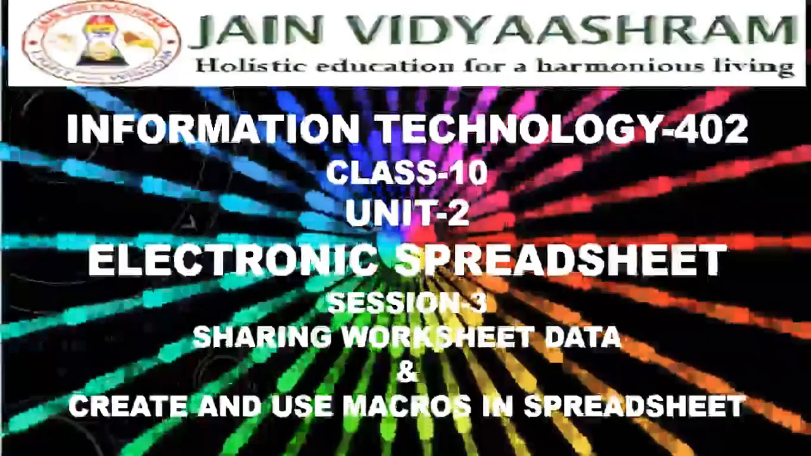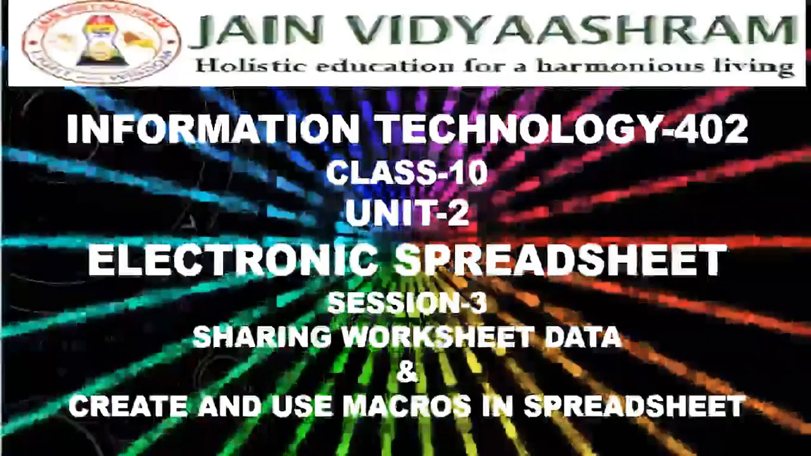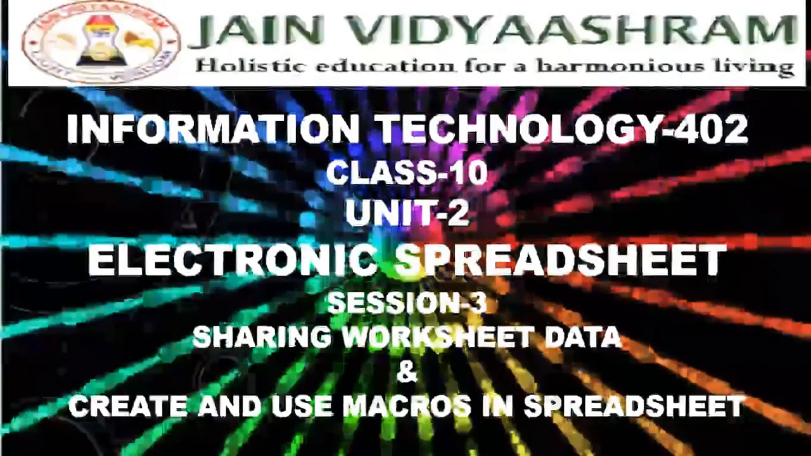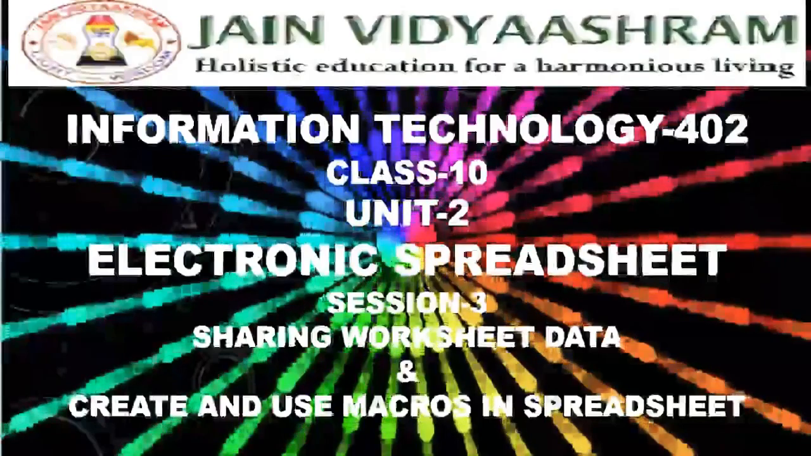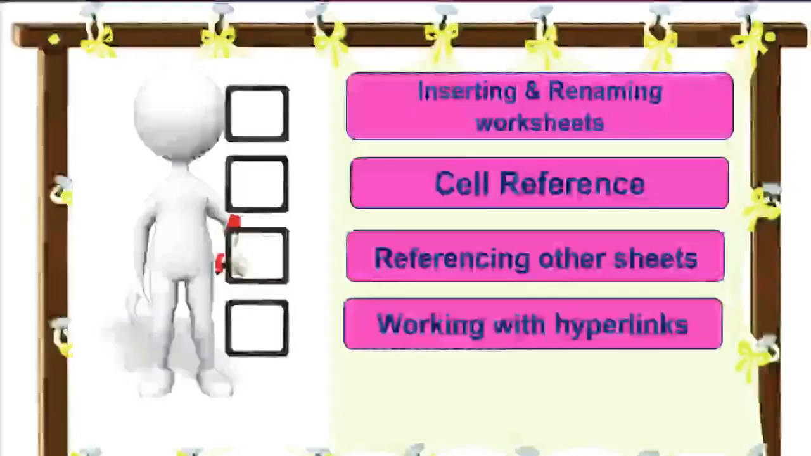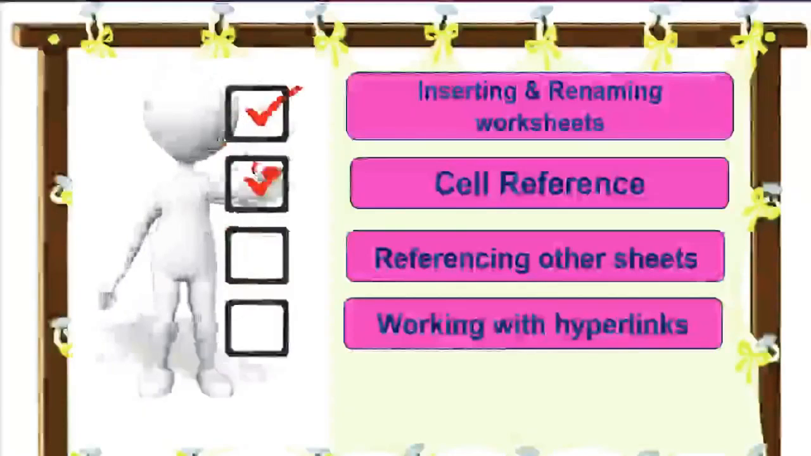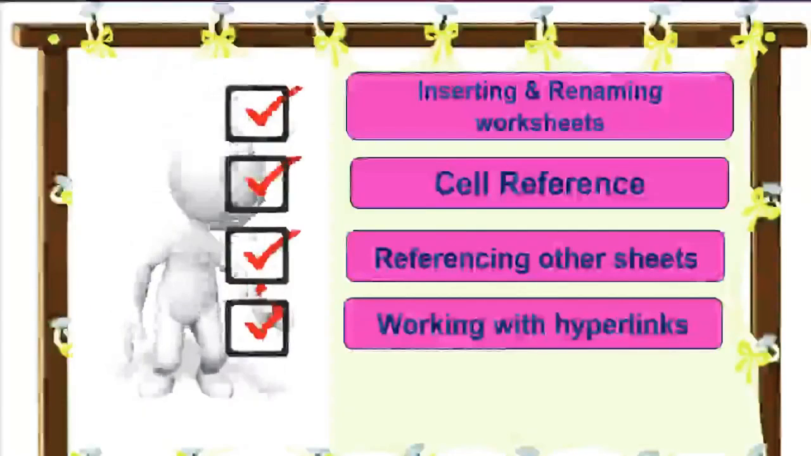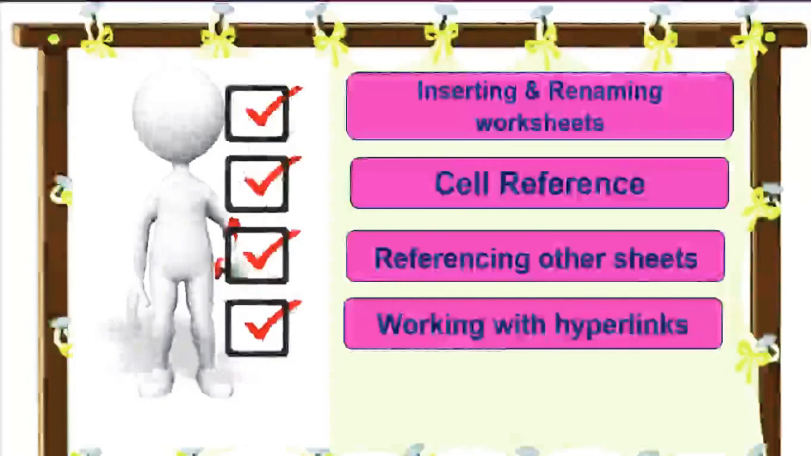Today we are going to learn Unit 2 Electronic Spreadsheet, Session 3: Sharing Worksheet Data and Create and Use Macros in Spreadsheets. Before moving to today's session, I would like to give a small recap about the previous class. We have learned inserting and renaming worksheets, cell reference, referencing other sheets, and working with hyperlinks.